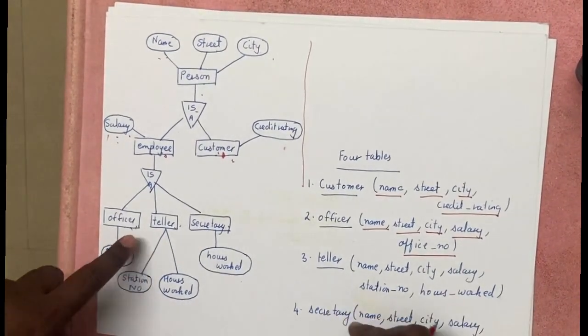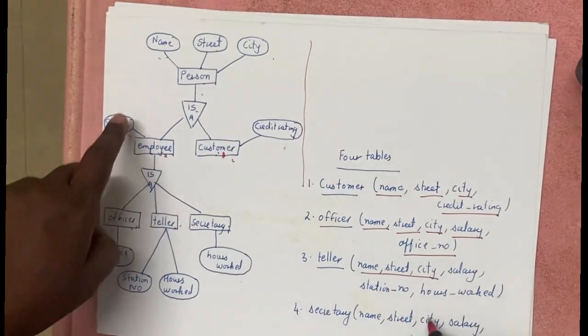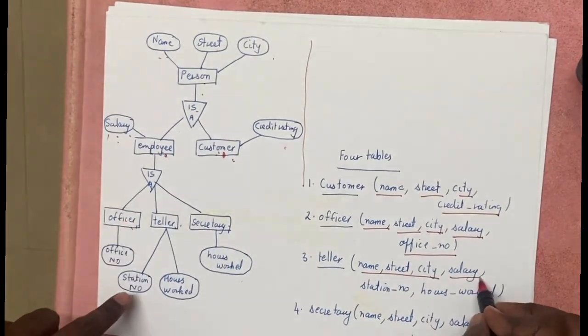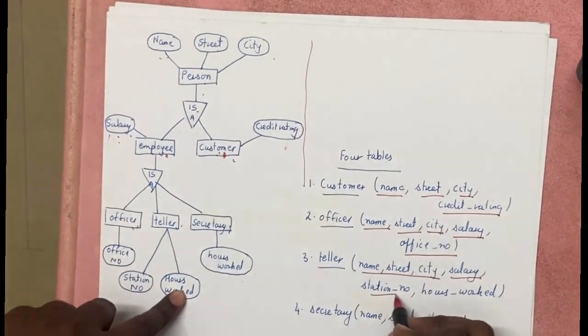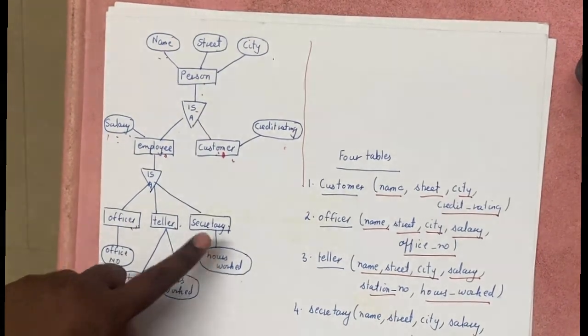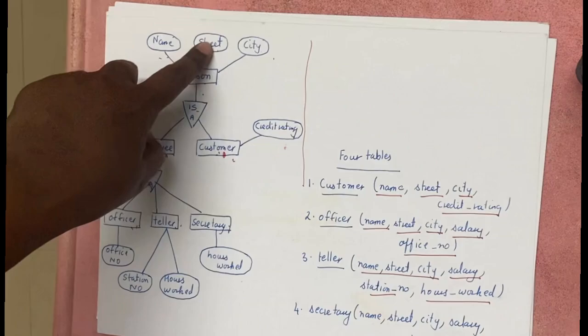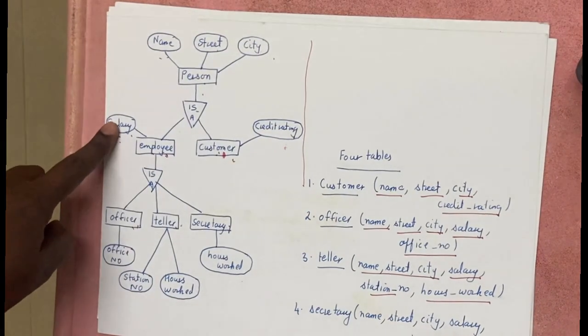Same goes for the teller. Name, street, city, salary from the employee, station number and hours worked. Now, automatically by this time you will understand what it will be for the secretary, right? Name, street, city, salary and hours worked. So this is how your table is created and this is how you will have inheritance in your diagram.